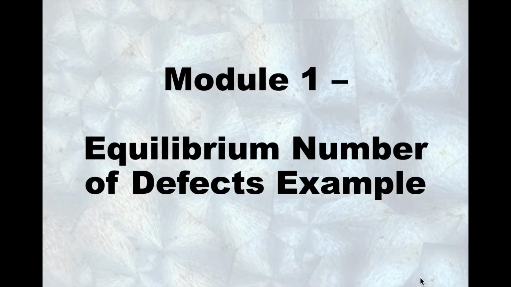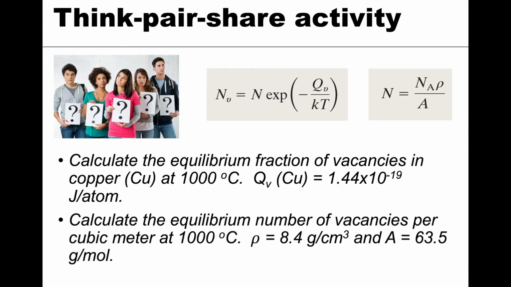All right, so in the first module of today's lecture, we're going to actually work an example of what we talked about in the last lecture. And so that was the equilibrium number of defects, in this case vacancies. We're going to work an example of that question. So I've put the expressions that we had from that last lecture here so you can find them easily.